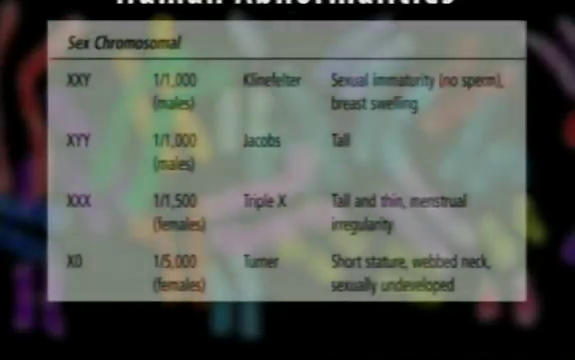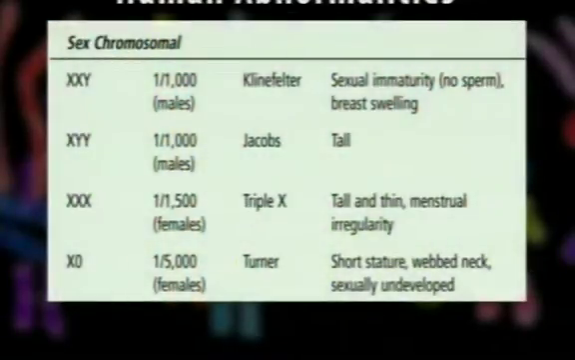Then there is another very important syndrome, particularly found in females. We call that Turner syndrome, or X0 condition. Normally females in human beings are XX as far as their sex chromosomes are concerned, but sometimes one chromosome is missing, and such females remain short statured with a webbed neck, and they are sexually undeveloped.